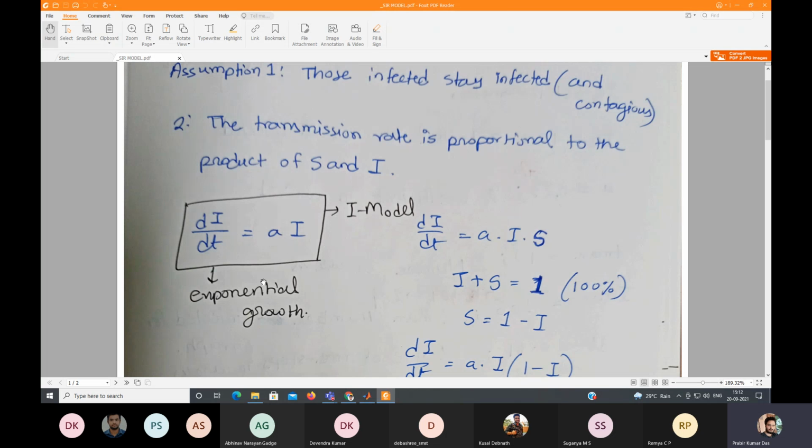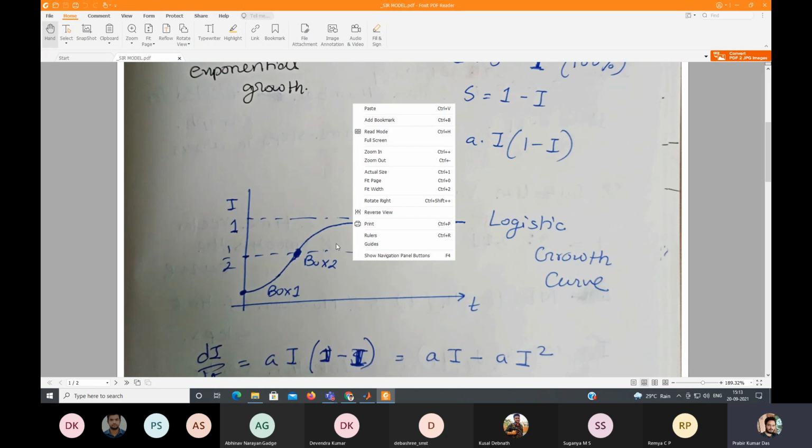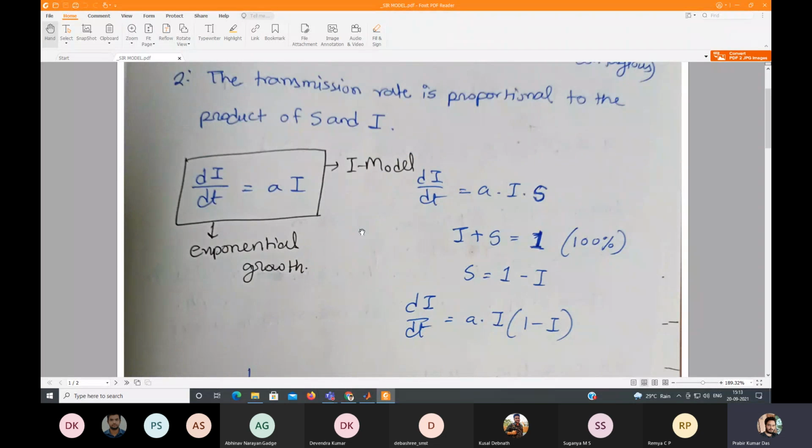Capital N is the total number of population. Among them, I is the number of infected population. We are interested to study how the infected population is getting increased or decreased. Here it is increased because it is spreading the disease. So this is the basic equation, that is dI/dt.